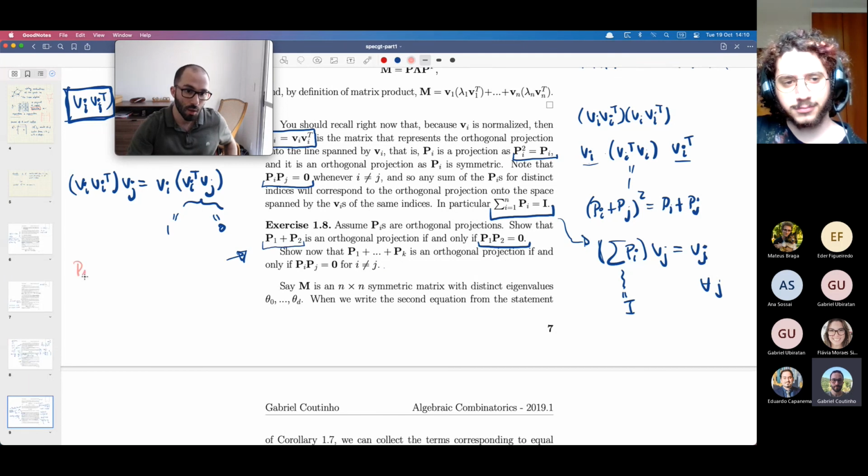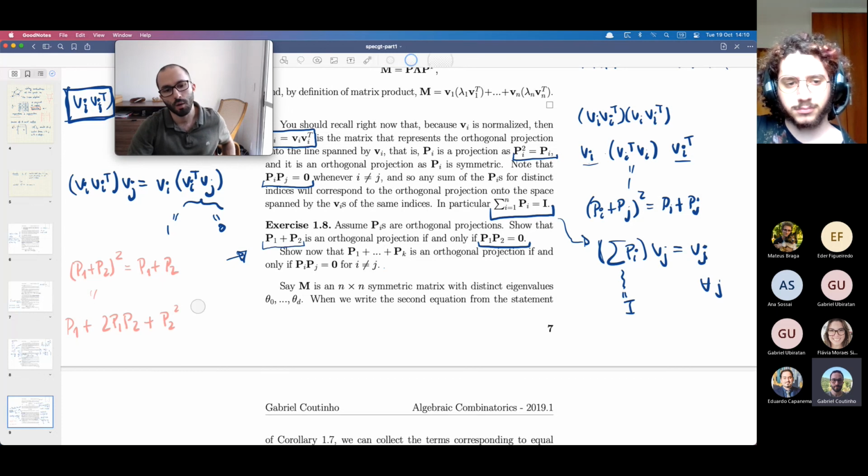I'm assuming that P1 plus P2 being an orthogonal projection means that these Pi are all symmetric matrices and that their square is equal to themselves. So I'm assuming that (P1 + P2) squared is equal to P1 plus P2. Now this thing here is equal to P1 squared plus 2 P1 P2 plus P2 squared. Now I erase these squares, and then this expression on the bottom is equal to this expression on the top if and only if this thing here is equal to 0.